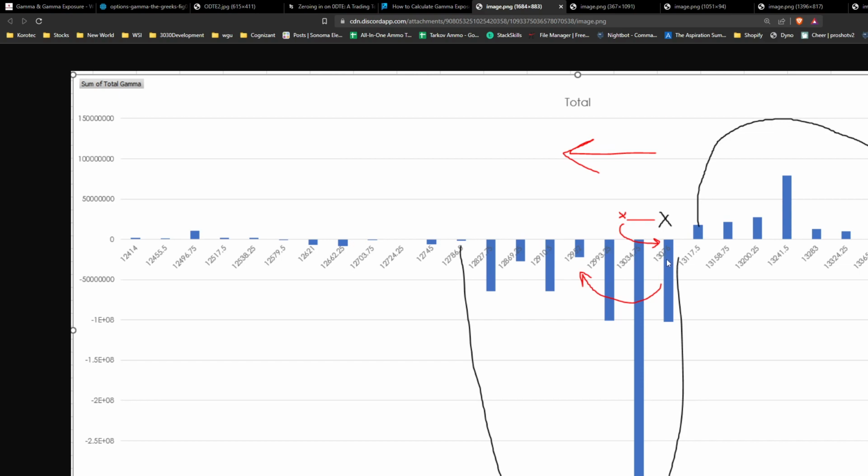Had we stayed between 13,076 and 13,034, and pushed past the 13,076 point, then we would have had to look at 13,117.5 as potentially being an edge point before we had to switch the market internals to positive gamma only. This example is a little bit cleaner than that because we did push past the one gamma strike.